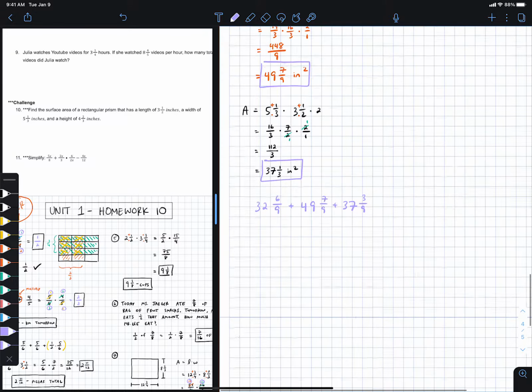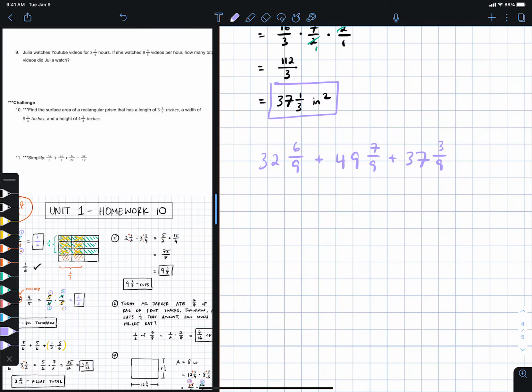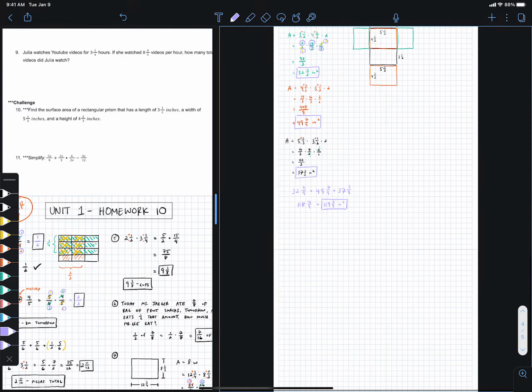What's nice is I'm just going to add the whole numbers together. So 32 plus 49, that should be 81, plus 37, that's going to be 118. And then how many ninths do we have? 6 plus 7 is 13, plus 3 is 16. So this is an improper fraction inside of a mixed number, so we should have 119 and 7/9 inches squared. This should be the correct surface area for this rectangular prism. All right, so there is number 10.